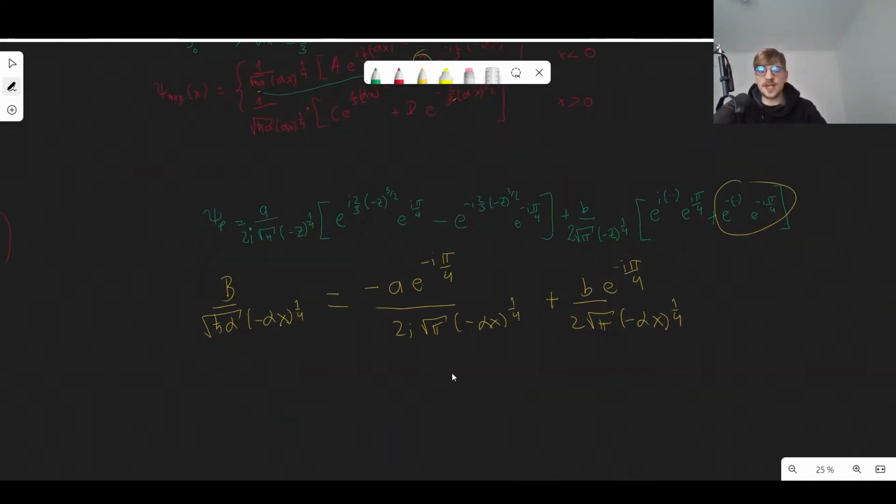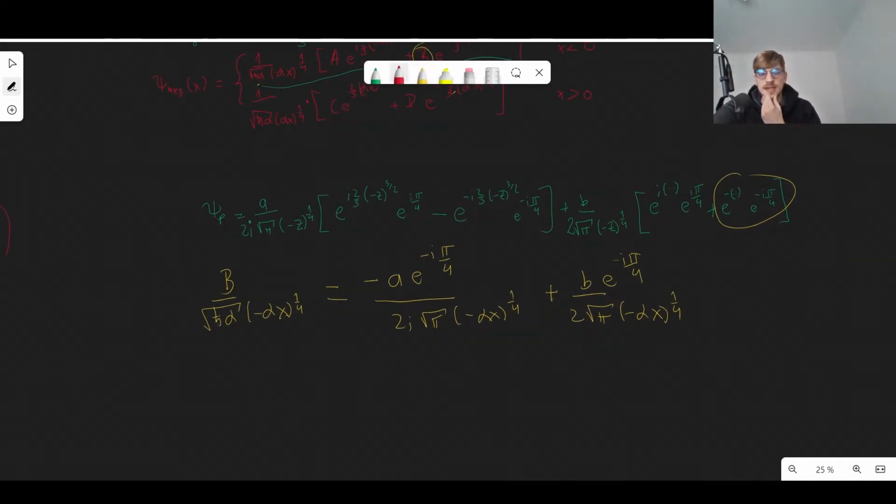And just like before, we can simplify a few things, so we can get rid of this part, we can multiply through, so we get b is equal to square root of h bar alpha divided by the square root of pi, and then we have e to the minus I pi over 4, and then we have a factor of minus a divided by 2i plus b divided by 2.